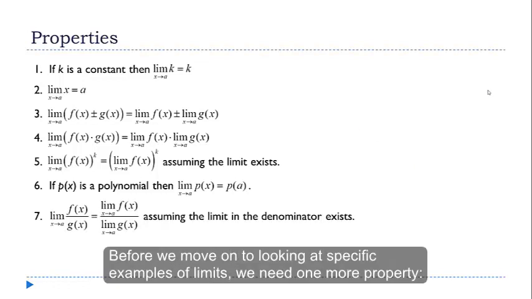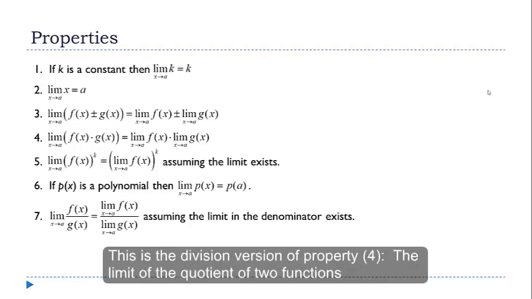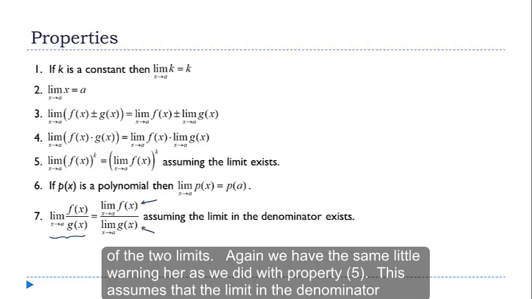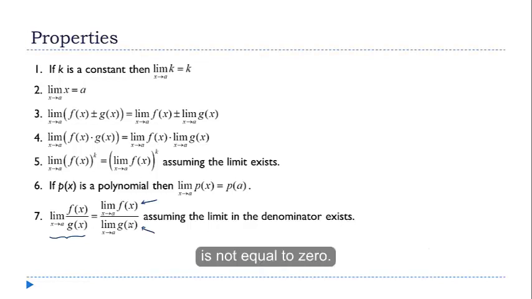All right, so before we move on to looking at specific examples of limits, we need one more property here. Property 7. This is the division version of property 4. It says the limit of the quotient of 2 functions is equal to the quotient of the 2 limits. And again, we have the same little warning here as we did with property 5. This assumes that the limit in the denominator is not equal to 0.